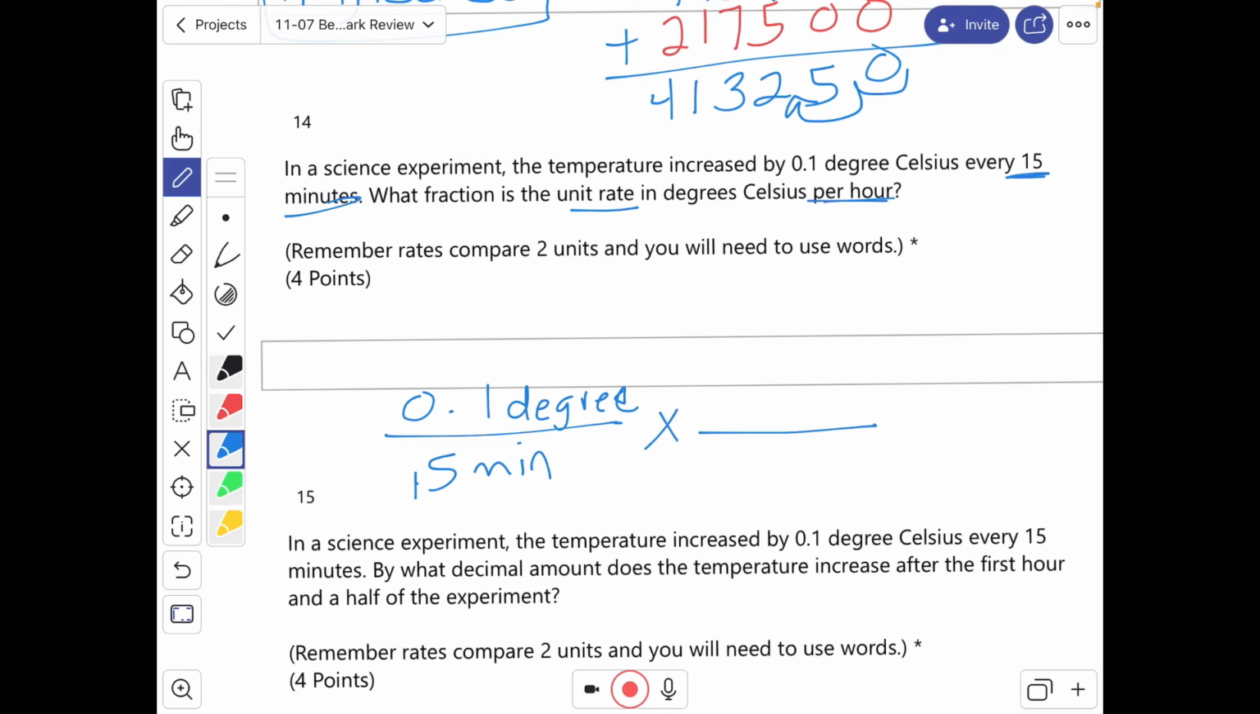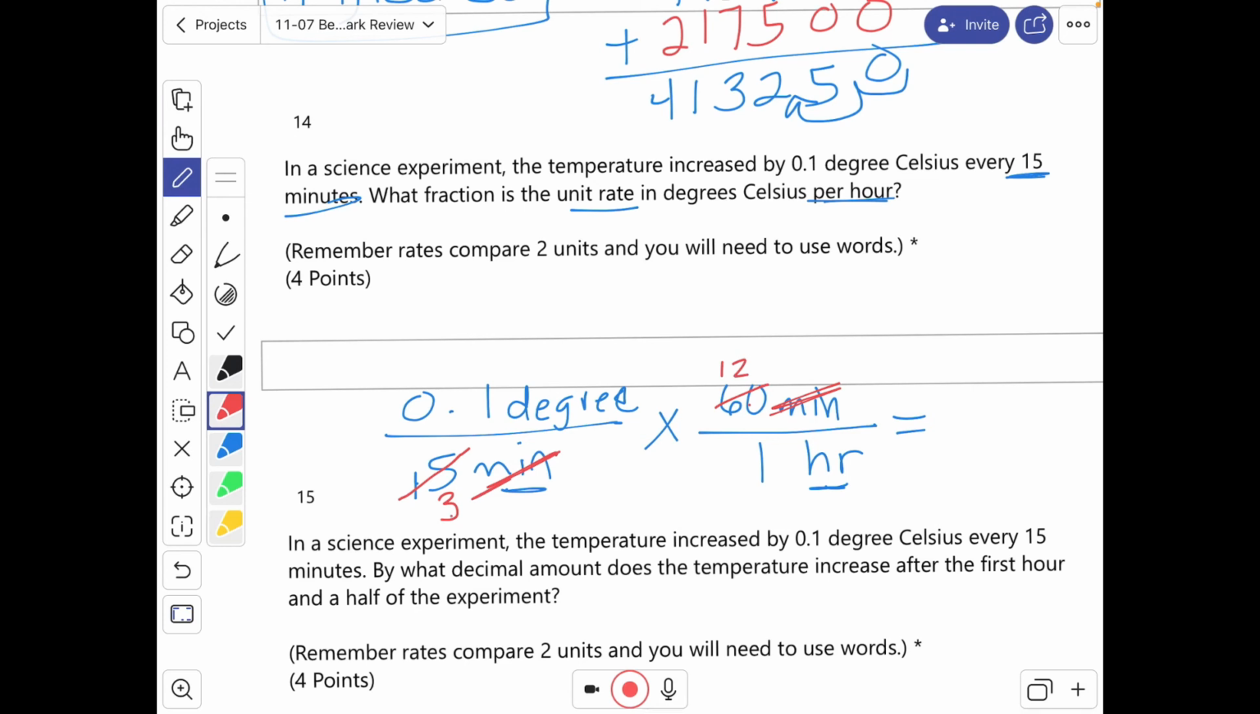And we want to change minutes to hours. So remember, we multiply by the conversion fact. We're changing minutes to hours. So the conversion fact is 60 minutes to 1 hour. We can cancel the minutes. We can even simplify 60 and 15. I can at least simplify by 5. 15 divided by 5 would be 3. 60 divided by 5 is 12.